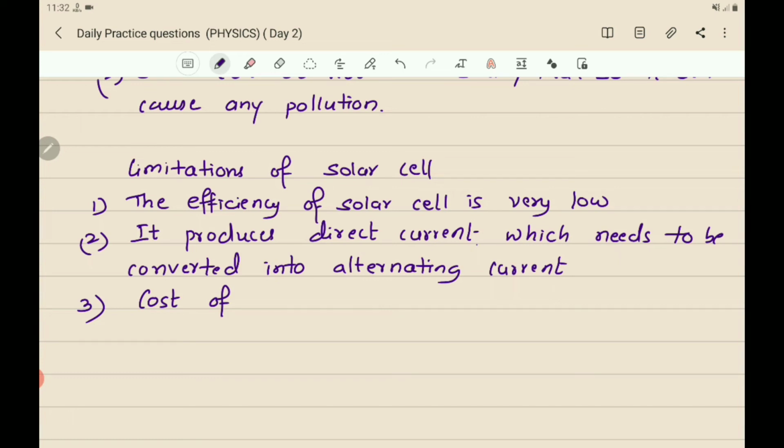The cost of installation of solar cells is very high. These are some limitations.